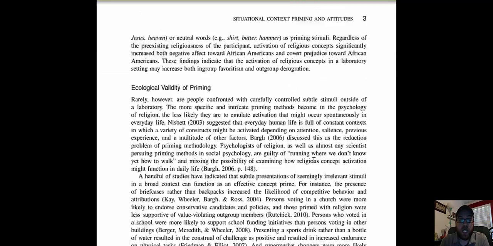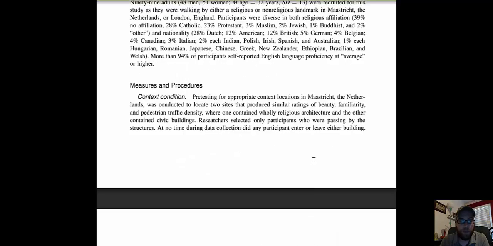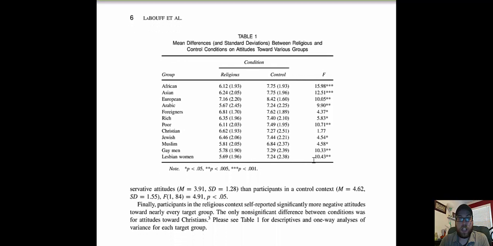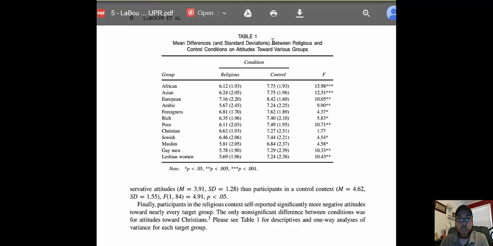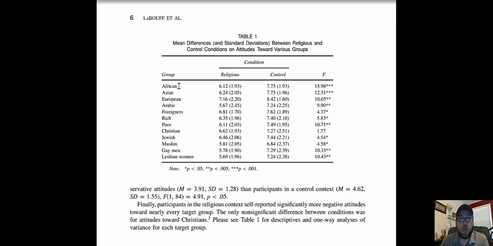You can see the results in a table that shows you the mean differences between groups. So table 1 here is showing our mean differences and standard deviations between religious and control contexts on attitudes towards various groups. So down this column, we have all of the different groups that people were asked how warm or cold they felt towards those groups on a scale from 1 to 10. So they were asked about how they feel about Africans, or Asians, or Europeans, or Arabs, or foreigners, or the rich, or the poor, or Christians, or Jews, or Muslims, or gay men, or lesbian women. They were each asked all of these questions.